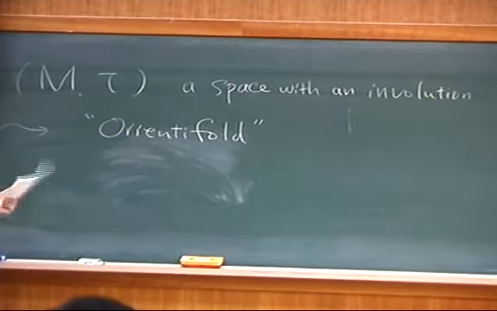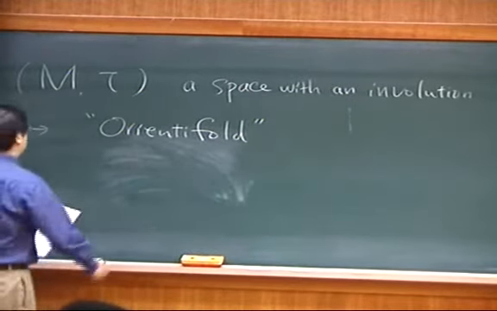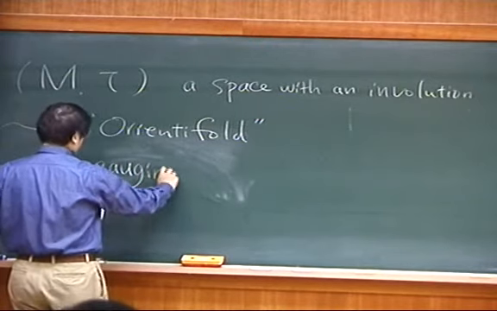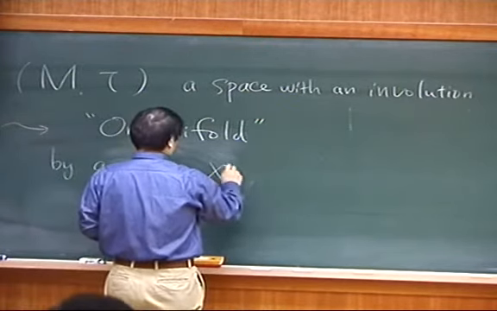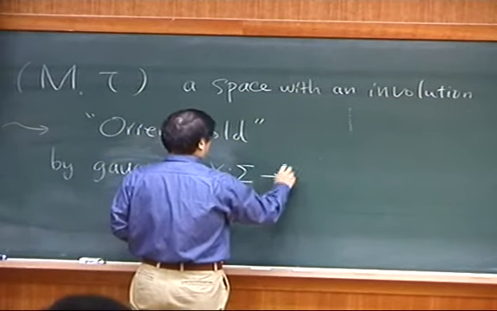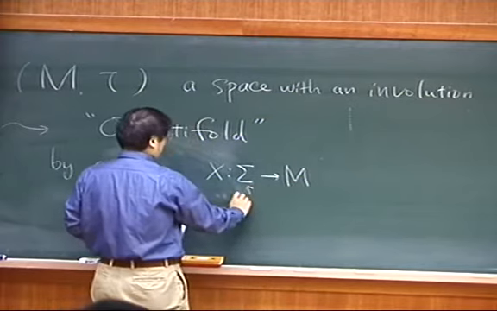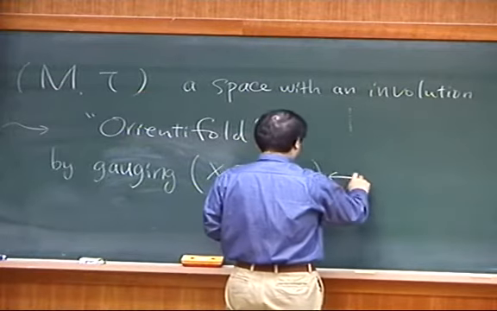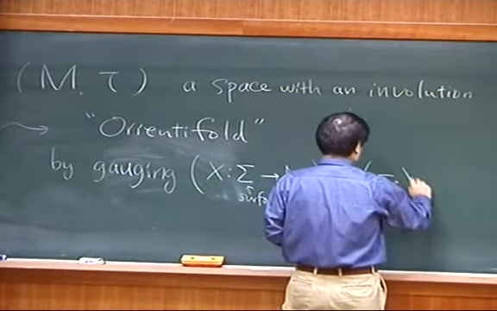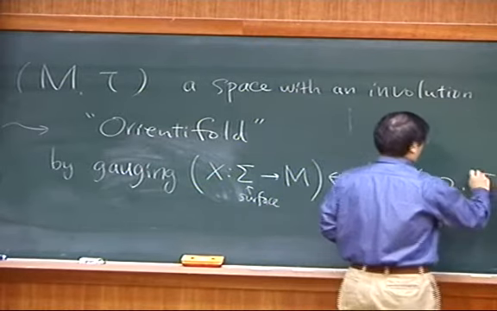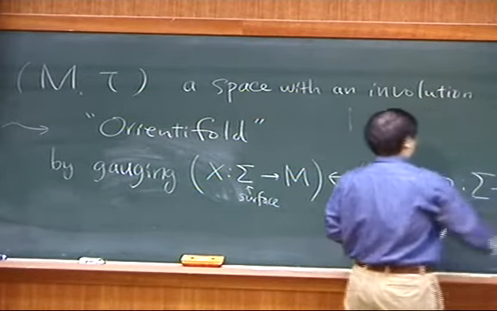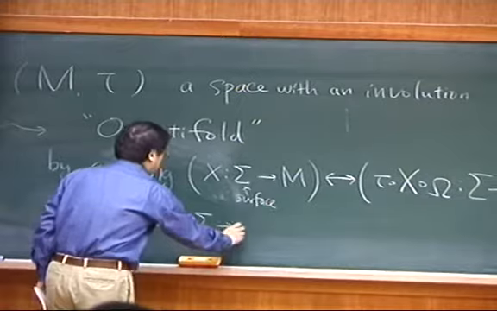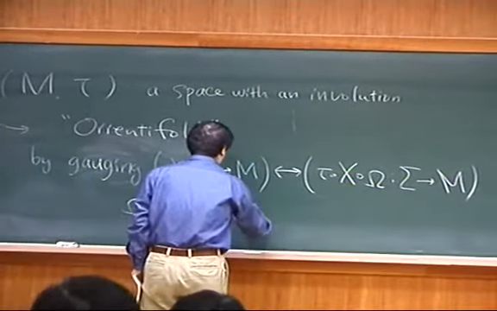So we obtain some string theory called orientifold, and it is obtained by gauging or identifying the configuration space of the map from a world sheet to the target. So this is a surface, 2D. And another map like this, where omega is an involution of the world sheet, which is orientation reversing.